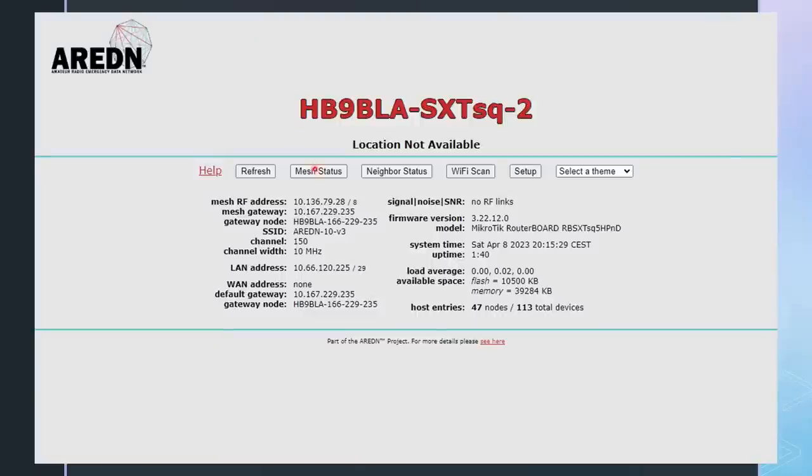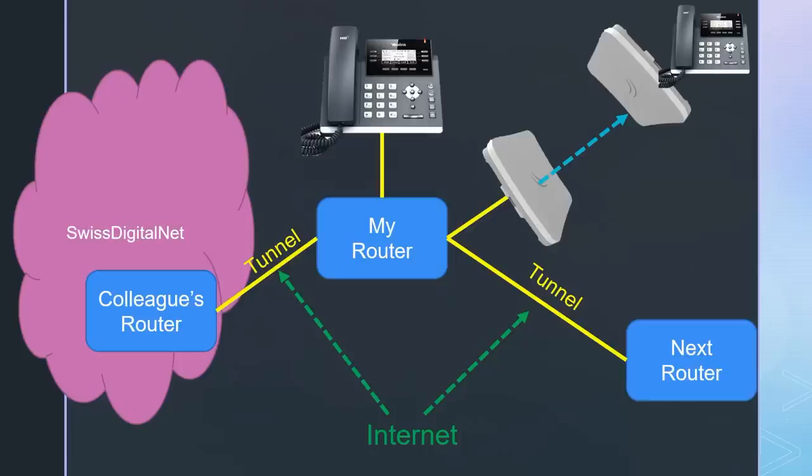For the node names, we use our call sign as the first letters. The rest is free to choose. I use parts of the device name plus a running number. Looking at our network map, we now have to connect it to another AREDN node using an internet tunnel.